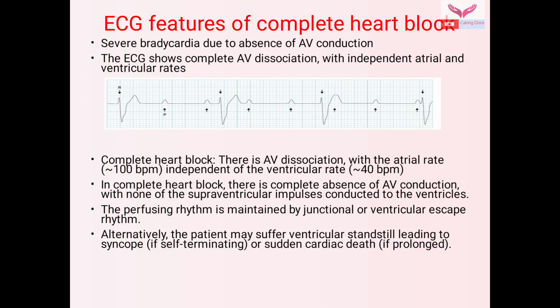Complete heart block in an ECG presents with severe bradycardia due to absence of AV conduction. The ECG shows complete AV dissociation with independent atrial and ventricular rates. In this ECG, we can see complete heart block. There is AV dissociation with atrial rate approximately 100 beats per minute, independent of the ventricular rate, which is approximately 40 beats per minute. In complete heart block, there is complete absence of AV conduction with none of the supraventricular impulses conducted to the ventricles.